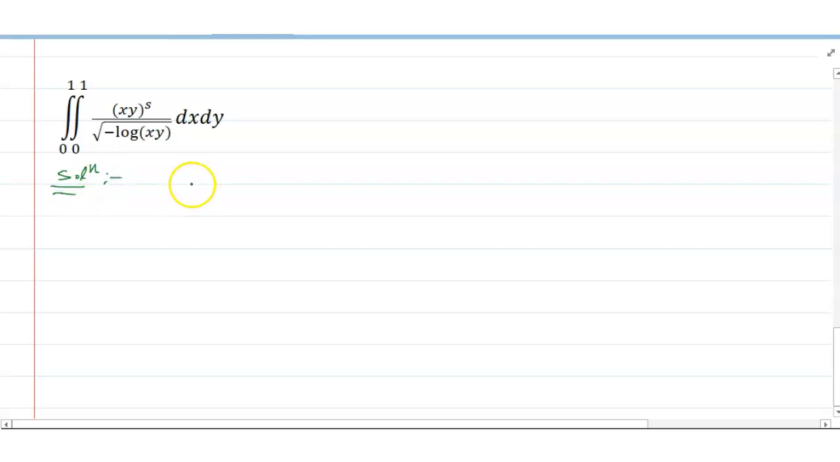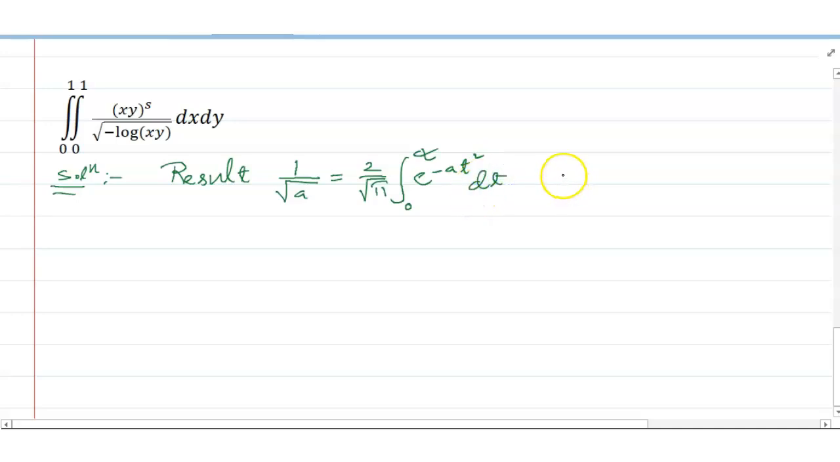So friends, before this problem you have to know one result. I use this result: 1 by root over a is equal to 2 by root pi times the integral from 0 to infinity of e to the power minus a t square dt, where a is greater than 0.